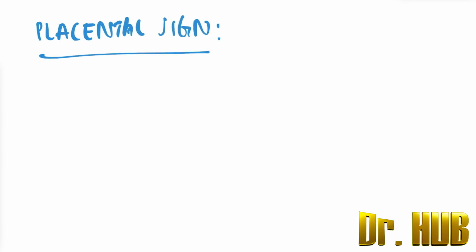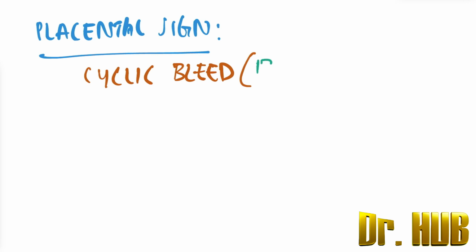Then we move on to the placental sign. So what happens in terms of the placental sign? Here in the placental sign, there is cyclic bleeding occurring. So the cyclic bleed will occur up to 12 weeks of pregnancy.